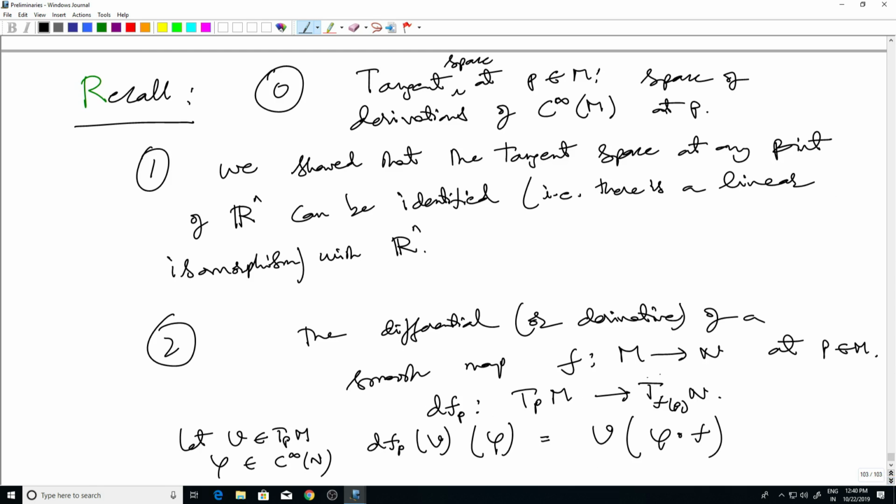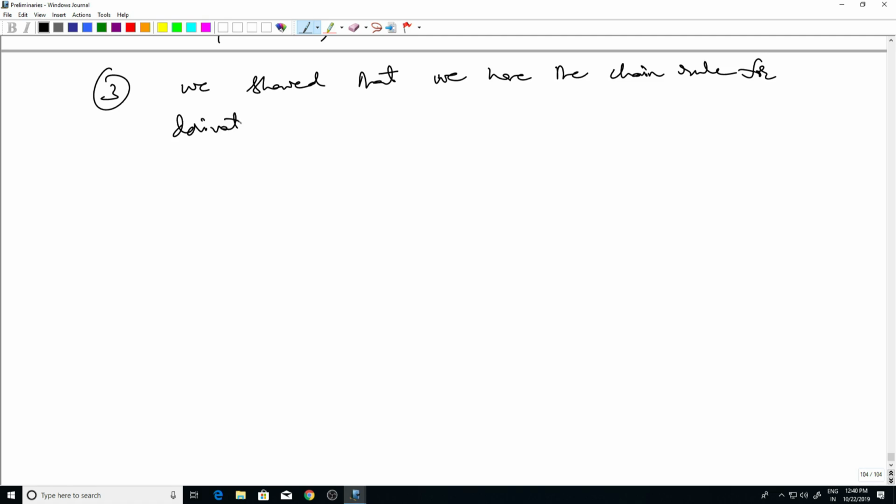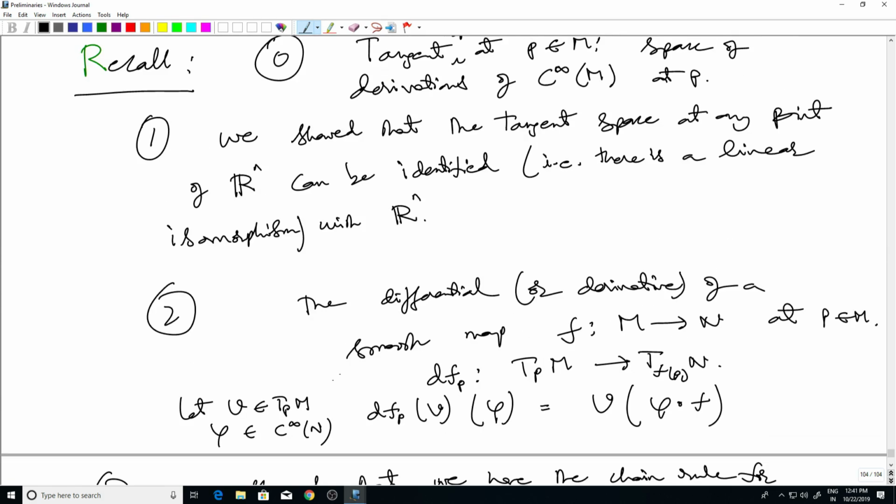And to make sense of this, one doesn't really need to know what the dimension of TPM is and so on. In fact, we showed that we have the chain rule for derivatives. This was towards the end of the last class, and along with that I also showed that the derivative of the identity map is the identity linear map on tangent spaces. So with all this in hand, now we can try to work out what the dimension of the tangent space of a manifold is.